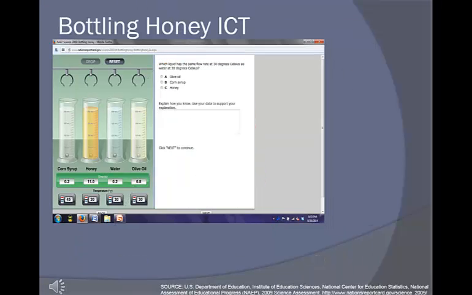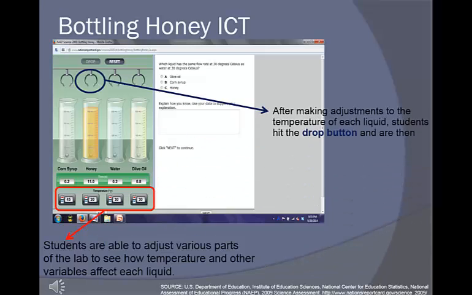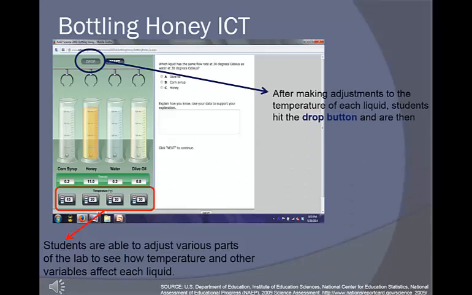On each slide, students are asked to perform tasks to gain data. In this particular slide, students can adjust the temperatures of each liquid. After making those adjustments, students then click on the drop button to simulate the lab. Students can actually see the reaction take place.